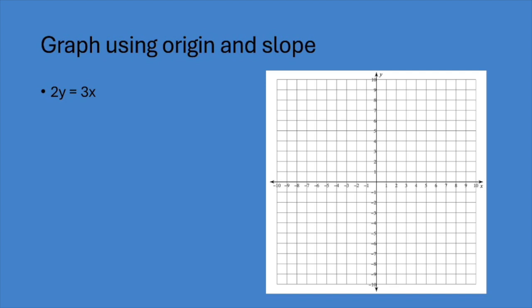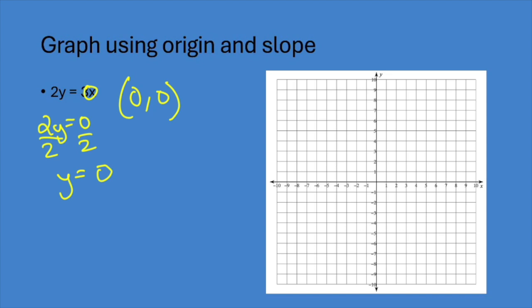Is 0, 0 a true statement in this? If I plug 0 in for x, that's 2y equals 3 times 0, which is 0. Divide by 2, divide by 2. What is 0 divided by anything? It's 0. If the 0 was on the bottom, it'd be undefined. So that's the origin.